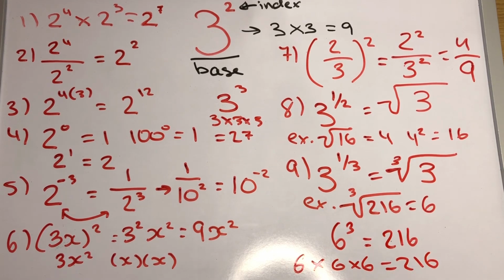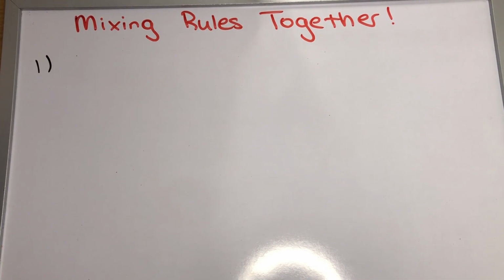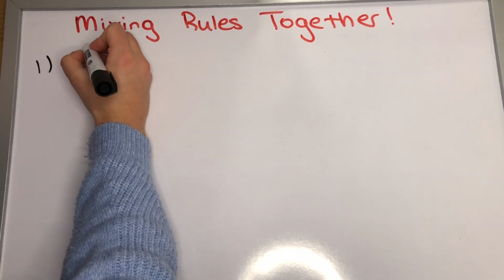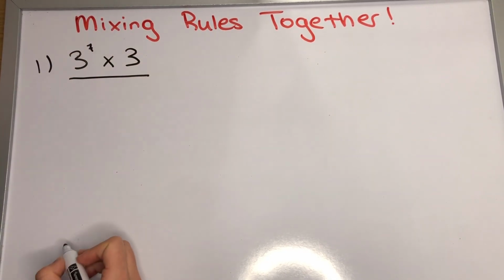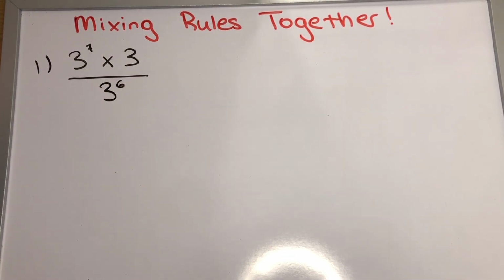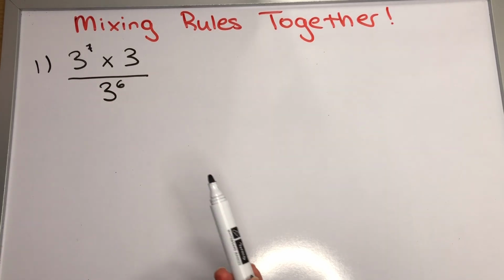And that's 216. First possible question you could be asked is, say for example, if you have something looking like this: 3 raised to the power of 7 multiplied by 3, all over 3 raised to the power of 6. Firstly, how do you go about this? The first thing you would have to do is deal with the fraction. Whatever's going on up here, we have to deal with that.